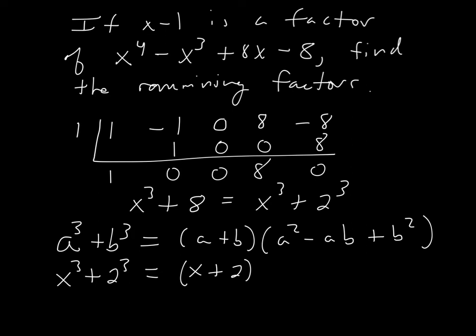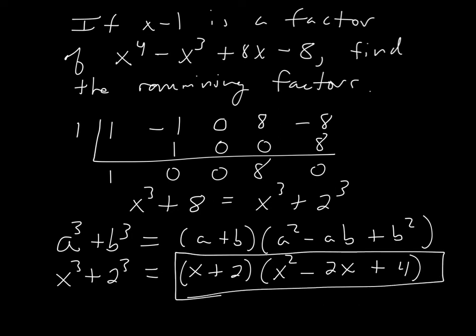So x plus 2, then we have x squared, and then minus ab. I'm actually going to write it differently. It's a times b, which would be x times 2, but we should write 2x. So we're going to write it the other way around: minus 2x, and then plus 2 squared. Remember, b is 2, but 2 squared is 4, so we're just going to write it as 4. And that's it.